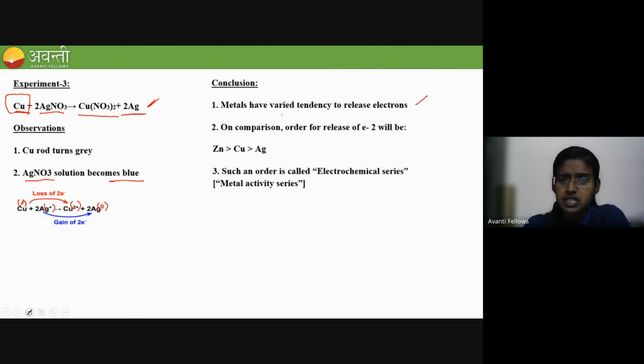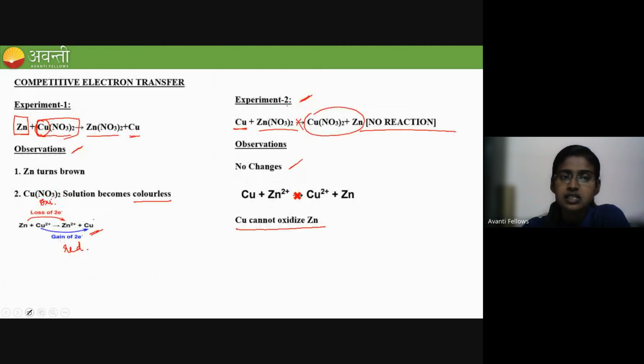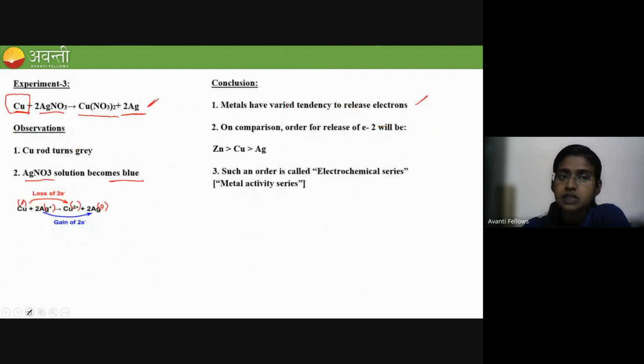All metals have varying tendency to release electrons. In the first reaction, zinc is displacing copper. In the second experiment, copper is not able to displace zinc. But in the third experiment, copper is able to displace silver. So each metal has a different tendency to release its electrons and get oxidized. Clear? The order of release of electrons will be: first zinc, which releases electrons most easily, then copper, then silver.